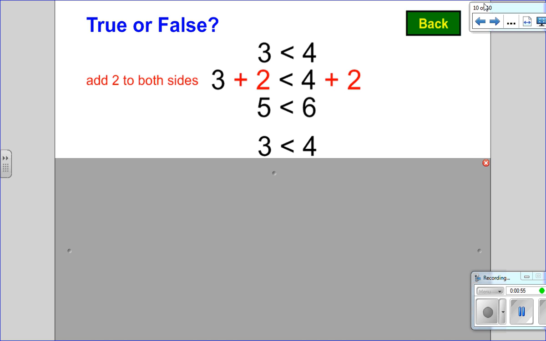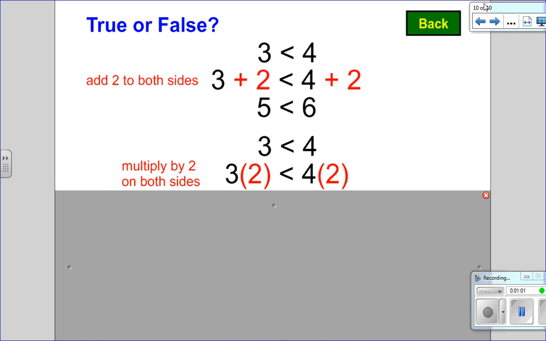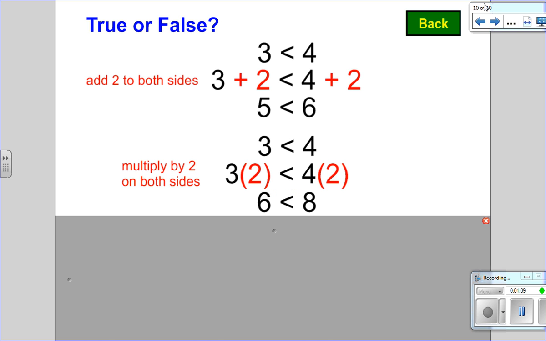Let's begin with 3 is less than 4 again. And this time, we will multiply both sides by 2, which, note, is a positive number. After multiplying both sides, we end up with 6 is less than 8, which again remains true. Therefore, multiplying both sides of an inequality by a positive number is the same as it was in our solving equation steps.